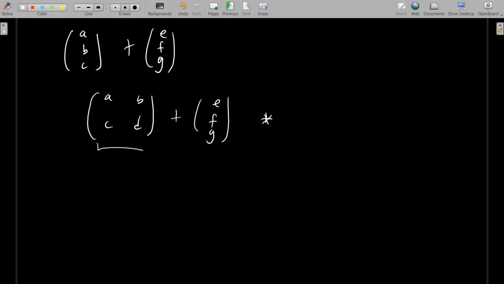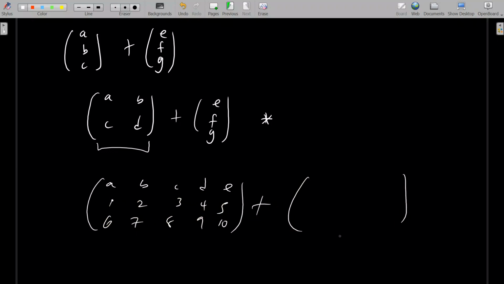The dimensions are not the same. You cannot do that. So you should make sure that the dimensions are the same. If you have a matrix with entries 1, 2, 3, 4, 5, 6, 7, 8, 9, 10, this is a 3 by 5, right? Whatever you add to it should also be a 3 by 5. If not, you cannot add them. So that's a key point you should take from here.